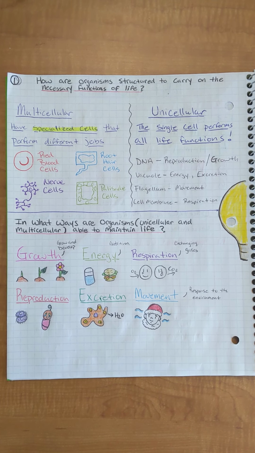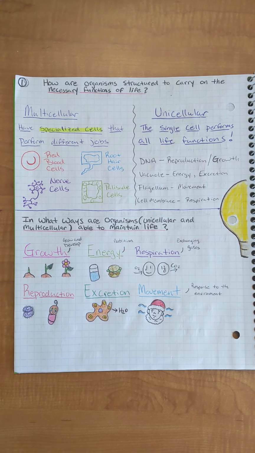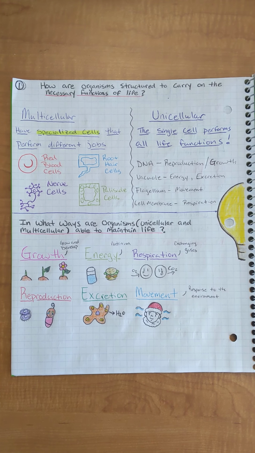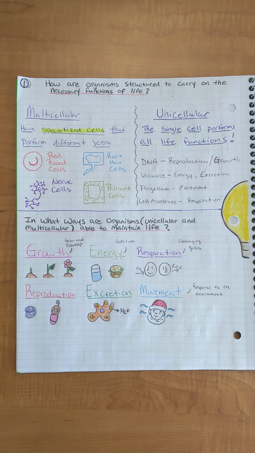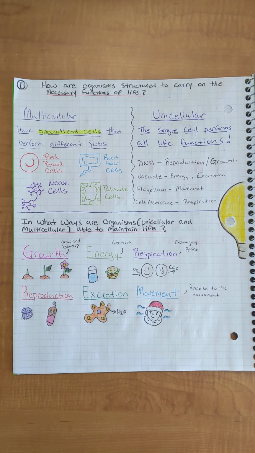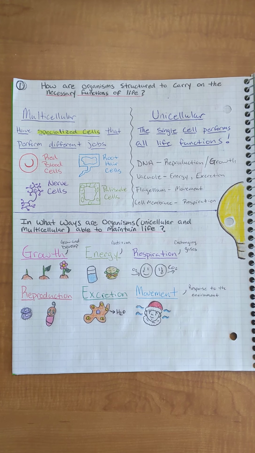Vacuole, it's food and water storage, so it's used for energy and for excretion. The flagellum, or even the cilia, can be used for movement of the cell. And then again, the cell membrane. With unicellular organisms, they're exposed to the environment, so gases can go in and out.